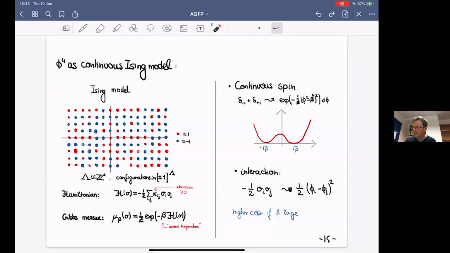I'm just here to bring home the message that our measure is actually very similar to that. We basically replace this plus minus delta 1 Dirac reference measure, which is underlying here, by this thing with a double well, which still is concentrated around plus minus square root of beta. And then this interaction term is replaced by this on a discrete lattice, and in the continuum it would be replaced by this, right? And of course the cost between transitions will be higher the higher beta is.